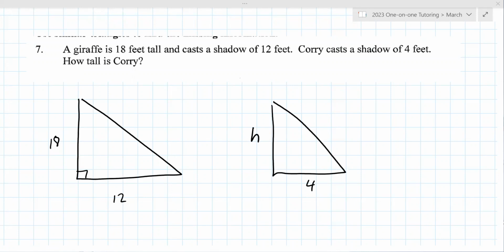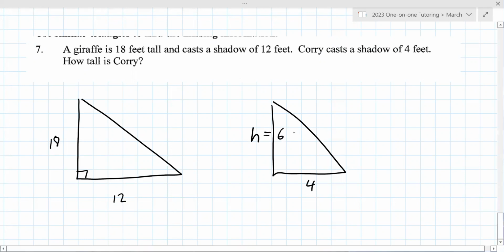So 18 divided by 3, that would have to be 6. H is 6. Good. Very good. Now you're supposed to have units, so 6 feet, right? Which is important. You have to have the given units there. Otherwise, what is it?